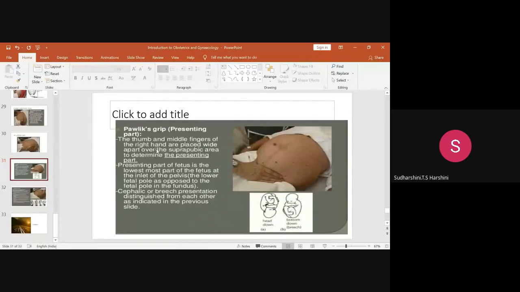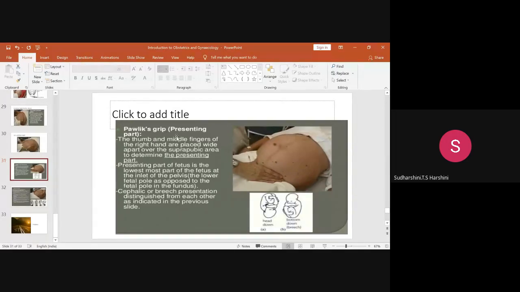The thumb and the middle fingers of the right hand are placed just above the suprapubic area to determine the presenting part. So if it is a head, you can feel it as a hard, palpable, smooth mass occupying the lower pole of the uterus. And if it is a breech, it's going to be a broad, soft mass occupying the lower pole. The way you describe both things, the head and the breech, you have to see what they have given in the book.